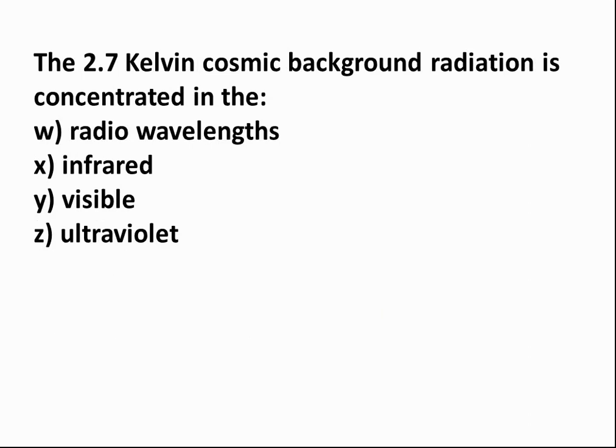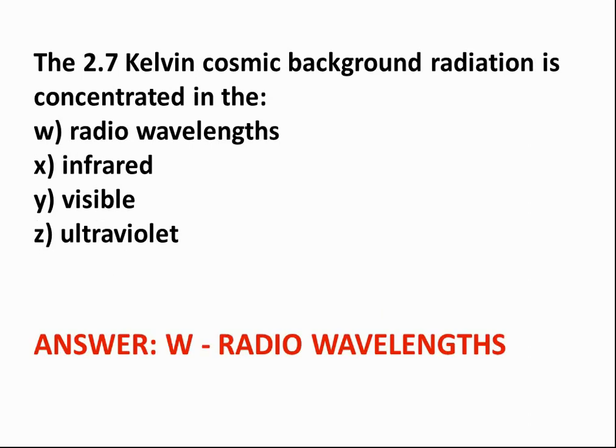The 2.7 Kelvin cosmic background radiation is concentrated in the W. Radio wavelengths. X. Infrared. Y. Visible. Z. Ultraviolet. Answer: W. Radio wavelengths.